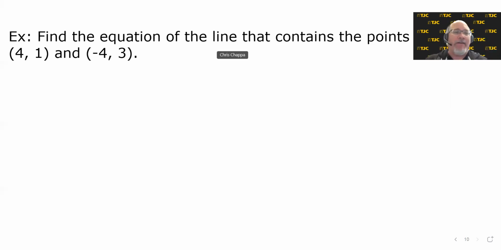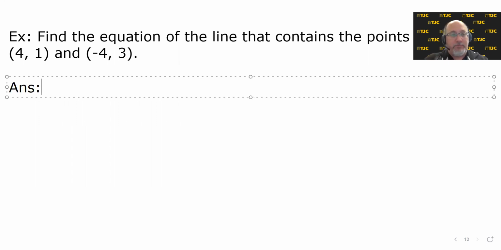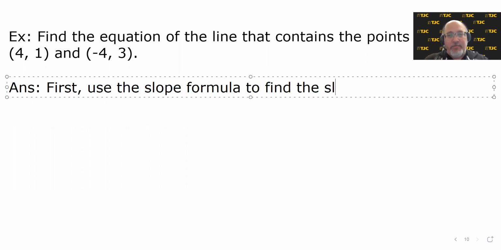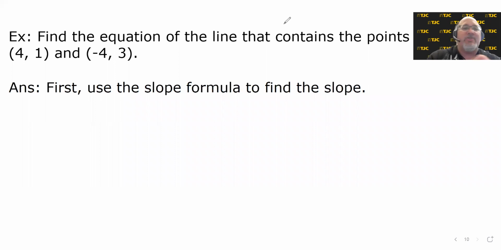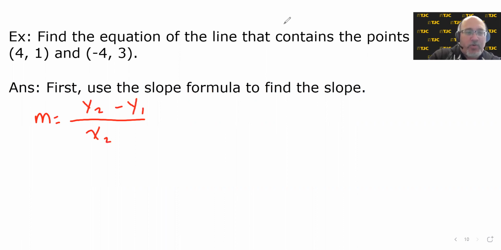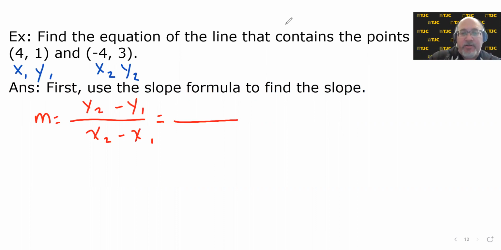So here's what you need to know about finding the equation of a line when you are given 2 points to begin with. First, use the slope formula to find the slope. Okay, I can do that. I've got a recipe that says give me 2 points and I can make a slope out of it. Slope formula is m equals y2 minus y1 over x2 minus x1. We get those from 2 ordered pairs, and we have 2 ordered pairs. x1 is 4, y1 is 1, x2 is -4, y2 is 3. Let's put all those in everywhere they belong.